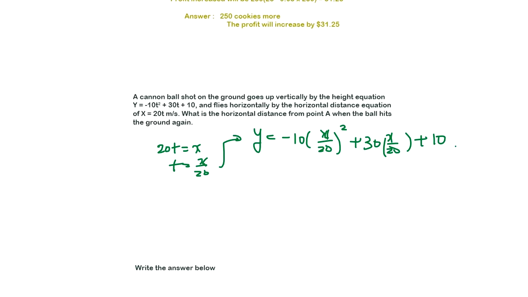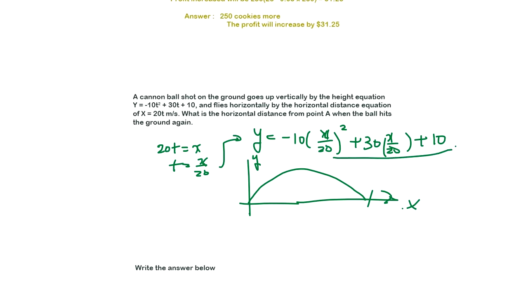So this is a trajectory. You have x and y, and the trajectory is like this. Okay, so for this one you find the roots. One root is 0 because it's shot at 0, and the second root of this equation is going to be the distance d. Okay, try this.